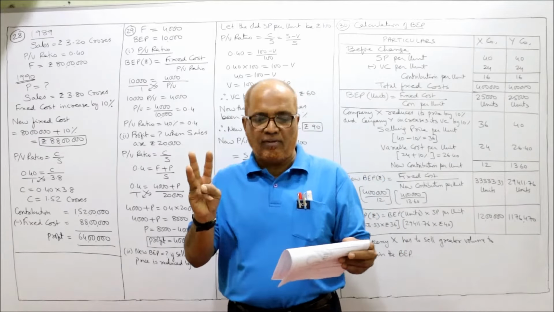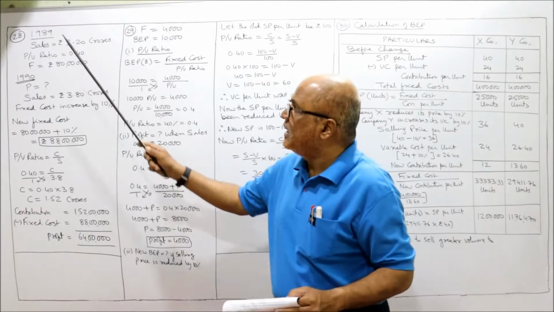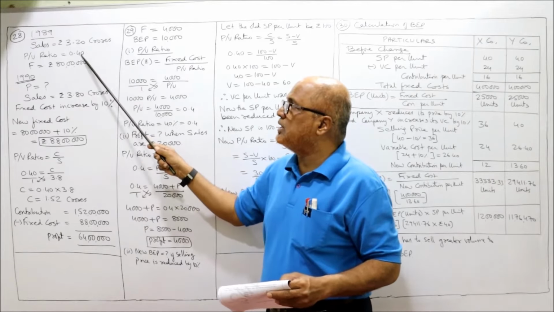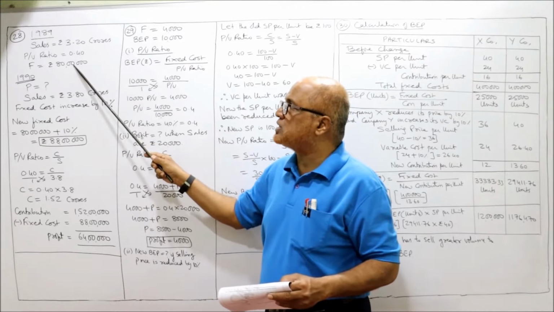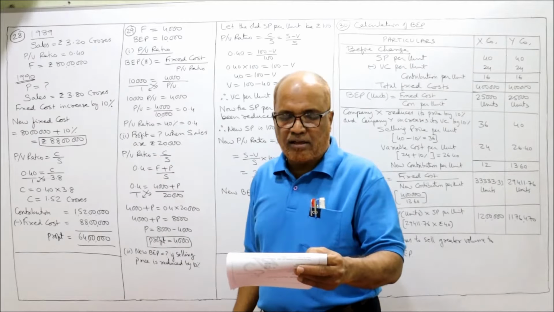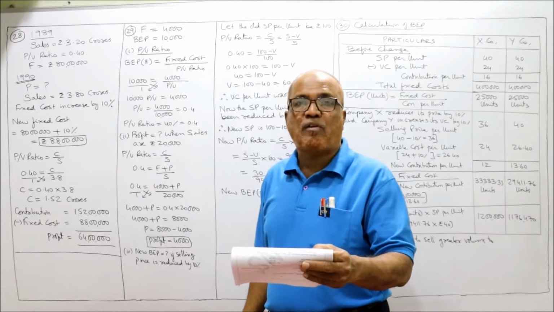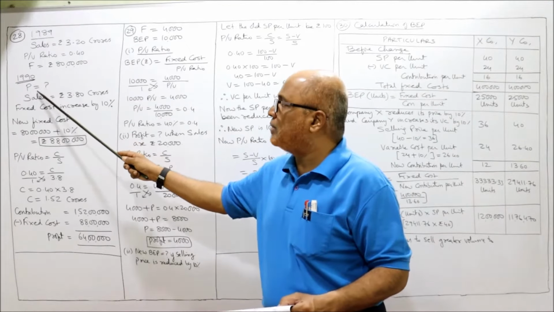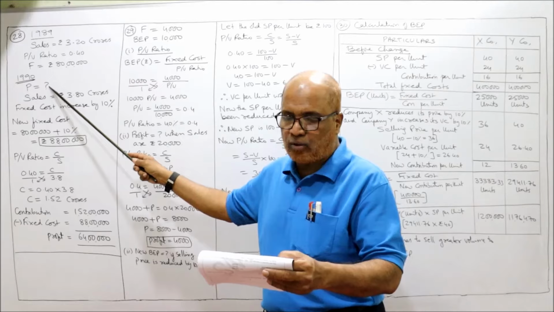So three items are given in 1989. What are the three items? In 1989, sales are 3.20 crore, PV ratio is 0.4 and fixed cost is 80 lakh. This is the information given for 1989. Now what will be the company's profit in 1990? Now in 1990, how much is the profit? This is what we have to find out.